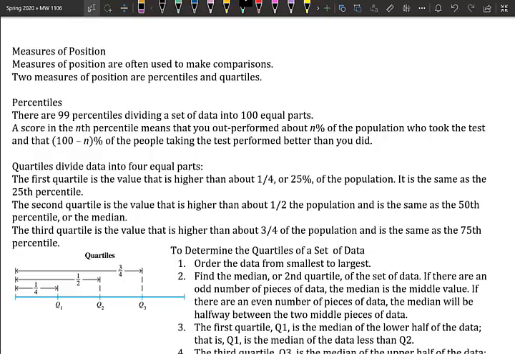There are 99 percentiles dividing a set of data into 100 equal parts. A score in the nth percentile means that you outperformed about n% of the population who took that test, and that 100 minus n% of the people taking the test performed better than you did. So if you scored in the 70th percentile, that means you did better than 70% of those people who took the test. But it also means 30% of the people who took the test did better than you.